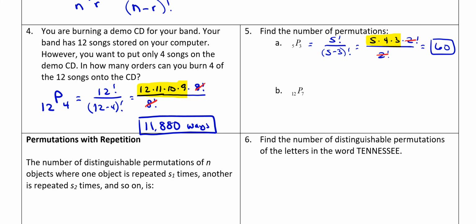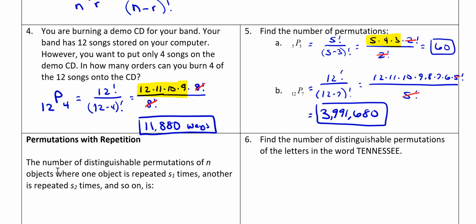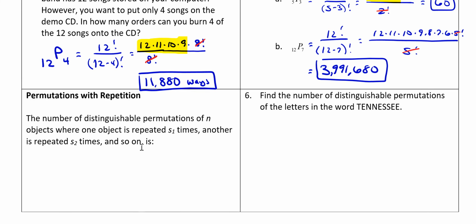Okay, so I would like for you to try B. Pause the video when you're ready to turn it back on, and then check with a calculator. Okay? All right, so hopefully you got 3,991,680.